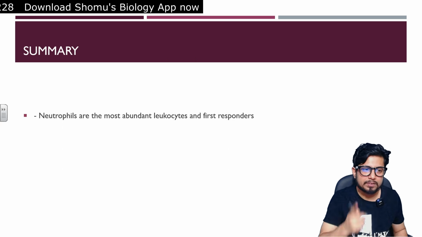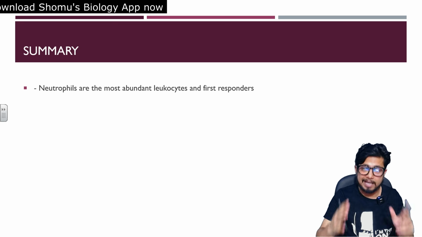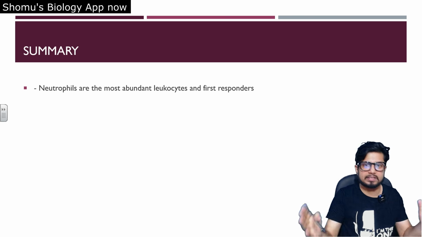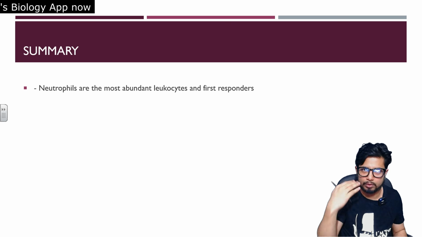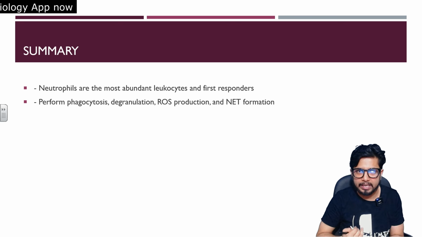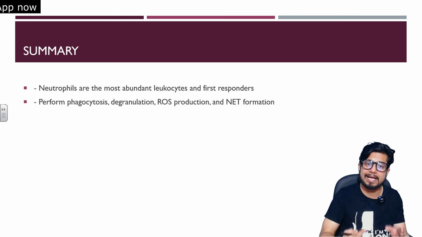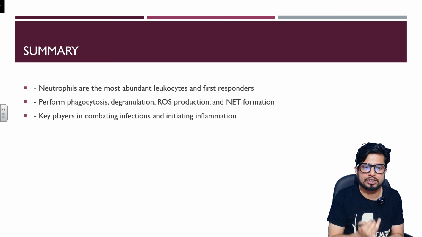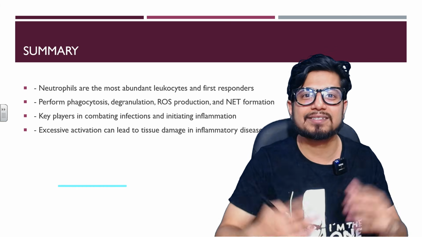So what is the summary of neutrophils? Neutrophils are the most abundant leukocytes. Leukocyte means white blood cells. They are known as the first responders in our immune system because they respond first whenever there is any kind of infection, any kind of defect, any kind of trauma or injury in the tissue. They are going to interact first. Next, they perform phagocytosis, degranulation, reactive oxygen species mediated damage to the microorganism, and also NET formation, trapping and killing the microbes. They are key players in combating infections and initiating inflammation, and excessive activation can lead to tissue damage and also cause inflammatory diseases in our body. So that's the summary of neutrophils.